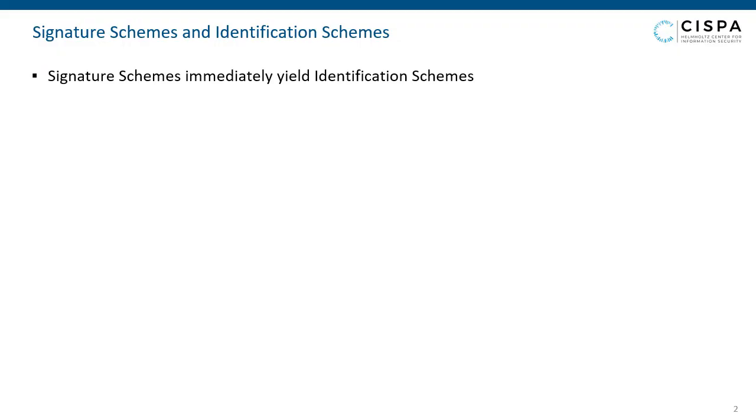Last time, we talked about identification schemes, and you might have wondered already how identification schemes relate to signature schemes. Well, on the one hand, signature schemes immediately yield identification schemes. How is this so? Well, let's take a signature scheme and consider the following construction.